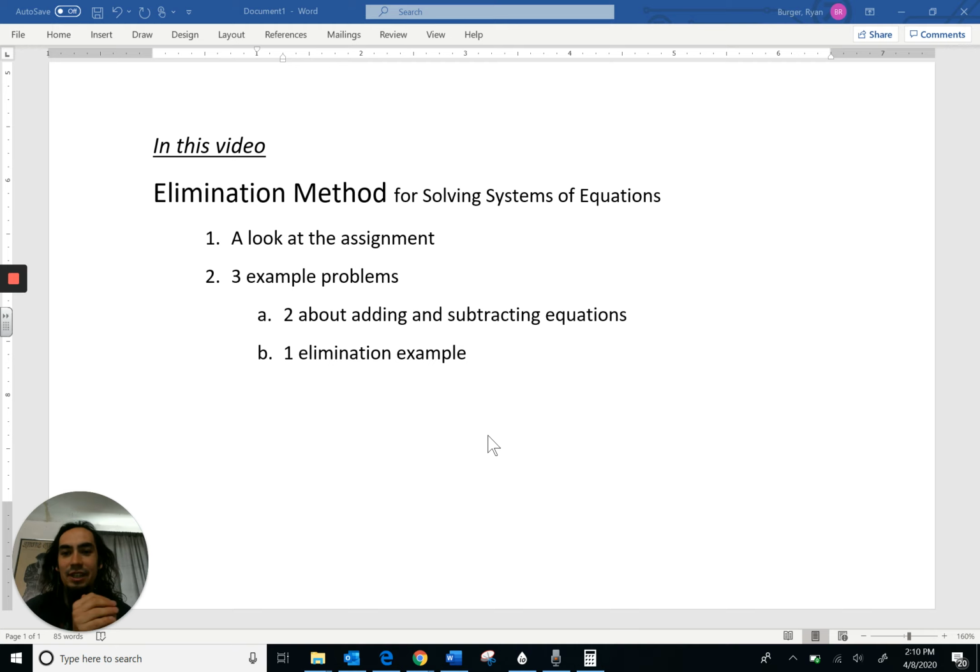Same with me, right? So last video, we did the substitution method for solving systems of linear equations. Now we're going to do the elimination method. Kind of. We're not really going to do a lot of elimination method in its entirety. I'm going to focus in on a specific part of the elimination method, which is the aspect of adding the equations together and subtracting the equations together.